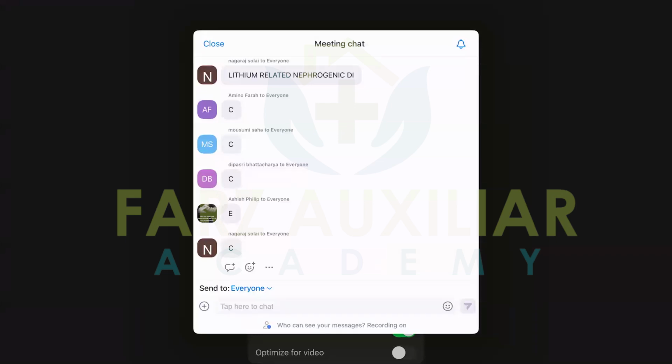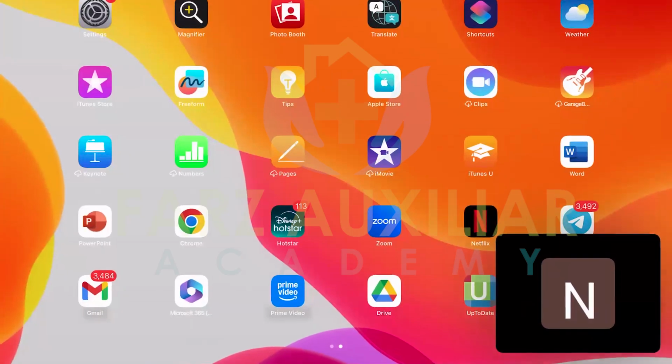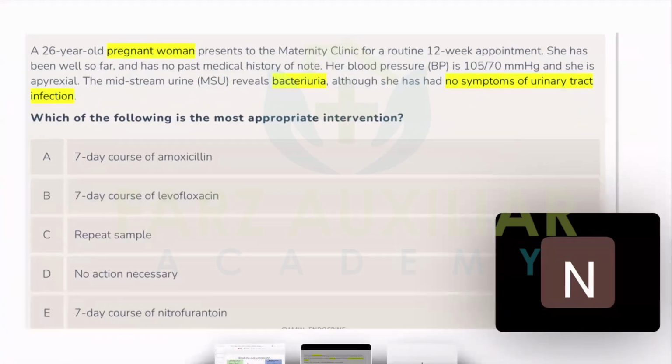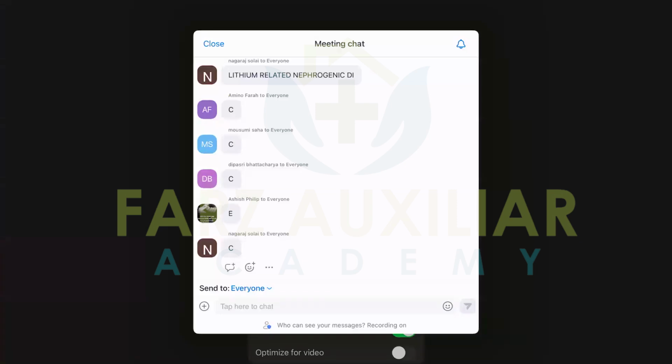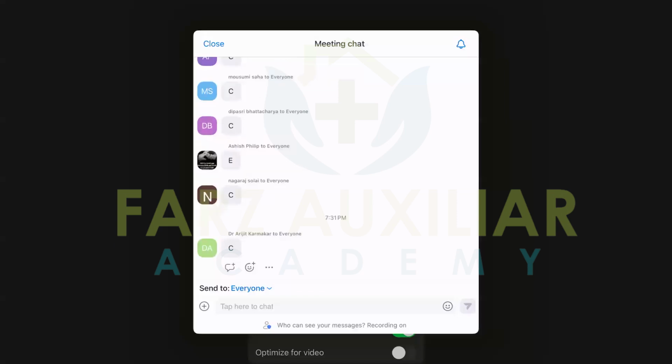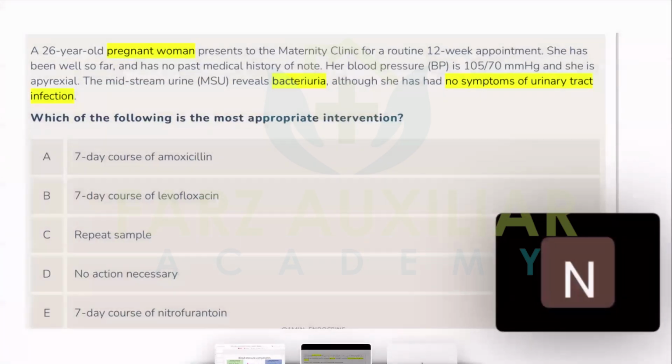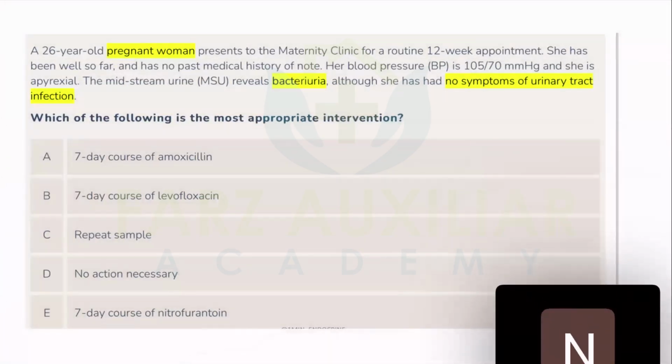C, C, C, E, C. What is option E, doctor? Option E is a 7-day course of nitrofurantoin. C is a repeat sample. Anybody else? Okay, so only Dr. Ashish Philip has recorded E. Everybody else wants to send a repeat sample. Dr. Arijit also wants to send a repeat sample. That's fine. But Dr. Ashish is right. He is the only person who said option E, and option E is the correct choice here. A 7-day course of nitrofurantoin. Okay, I'm happy.